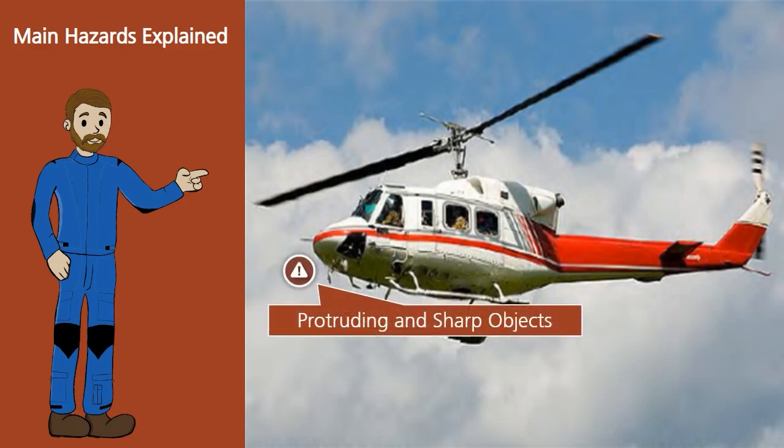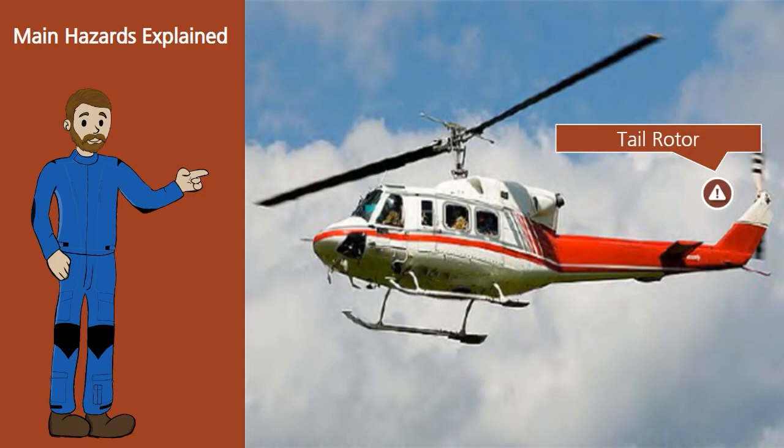Protruding and sharp objects. Radio antenna and pitot tubes that stick out from the nose of the helicopter are not highly visible. There is usually an antenna underneath the helicopter belly and under the tail boom. Tail rotor. The tail rotor is about eye level and nearly invisible when moving.